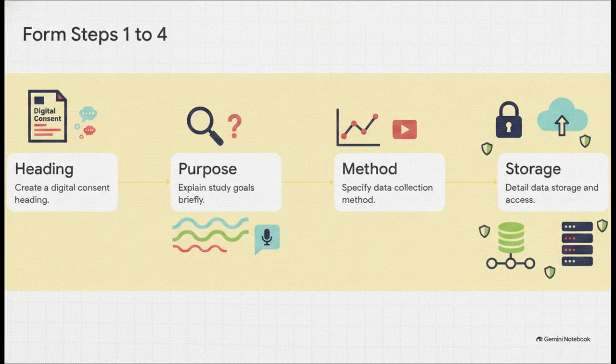Keep it brief, right? Step 3. Specify the exact data collection method. Is it a survey link, a recorded interview? State the digital channel explicitly. Step 4. Add your data storage and access clause. This is where you name the specific platforms and mention the password protections. Tell them exactly who is going to have access to that spreadsheet or server.